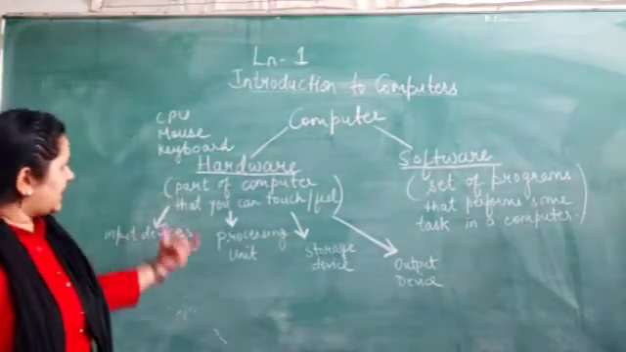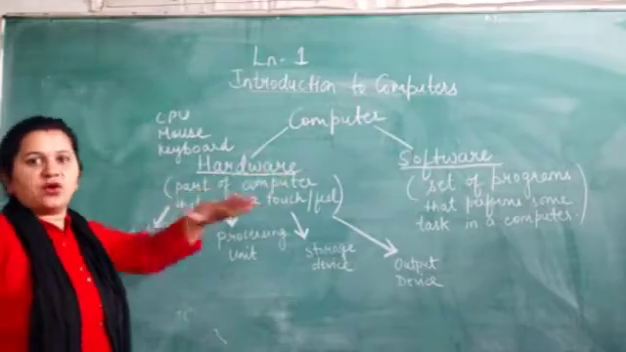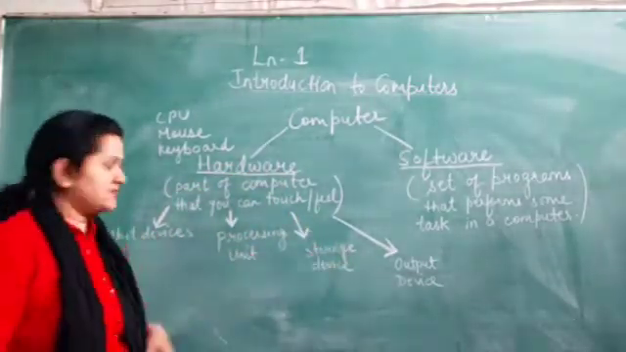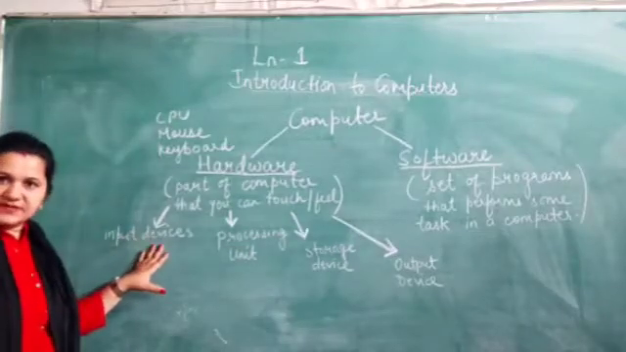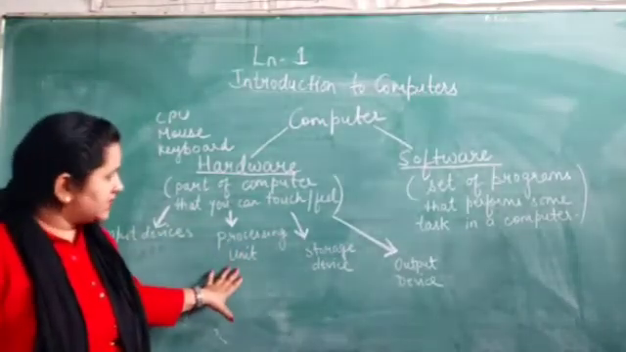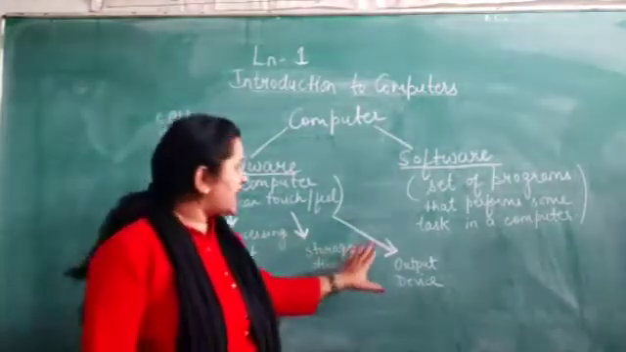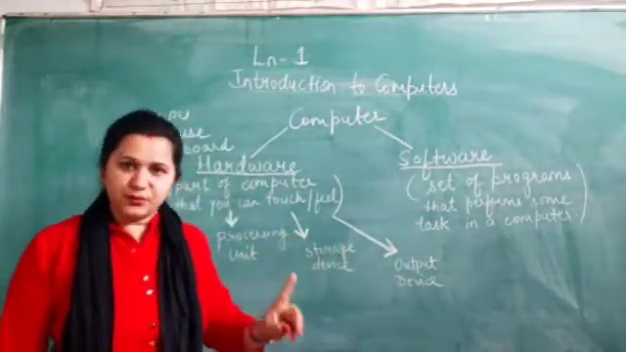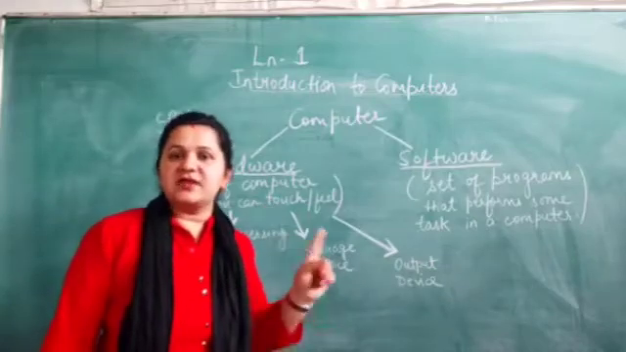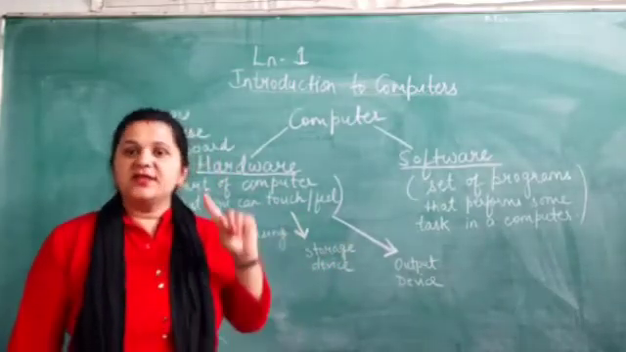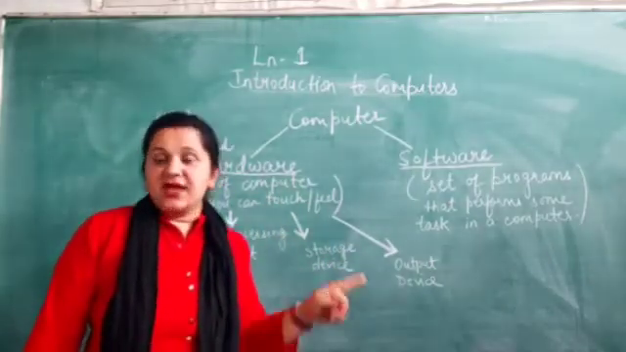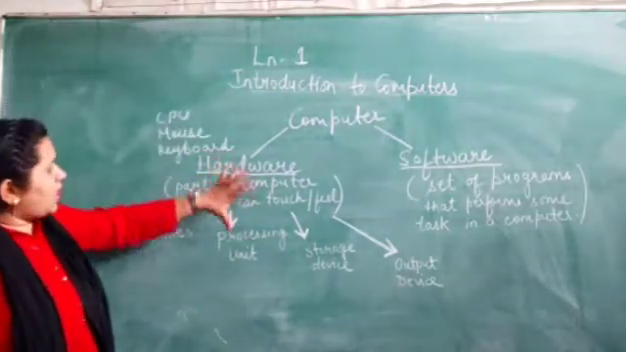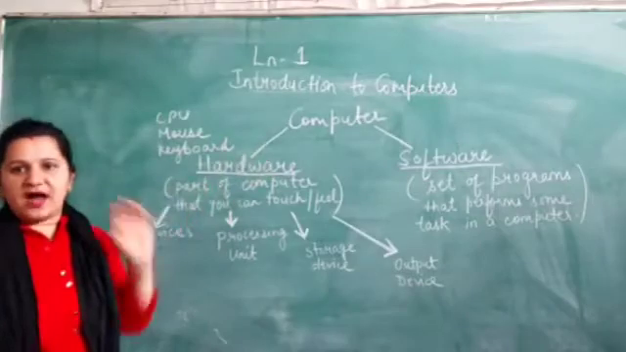Now, children, hardware is also categorized into 4 different parts: input devices, processing unit, storage device and output device. As I have already told you, a computer performs some functions in which you have to enter the data, then it will process it and then it will display the result. Here all that work is done with the help of hardwares.